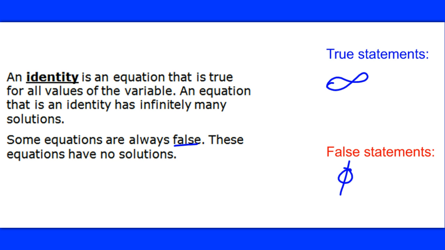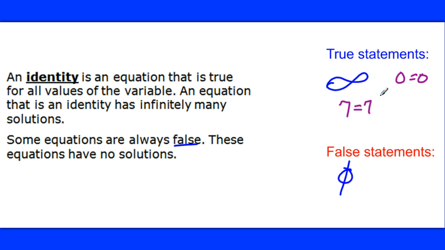You're going to be working away. You're just going to be working along, following the steps. All of a sudden, the variables disappear. If you end up with a true statement, like maybe 0 equals 0 or 7 equals 7, that means that regardless of what you put in there for the variable, the answer is always going to work.